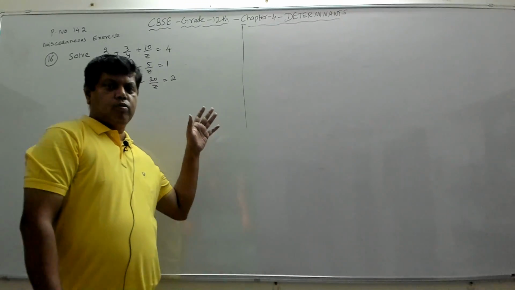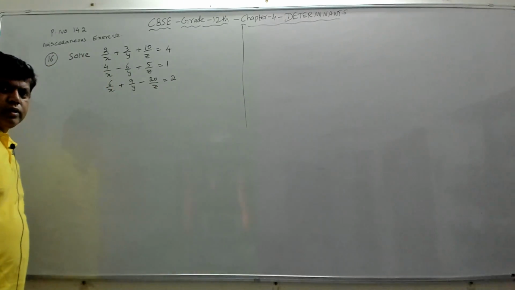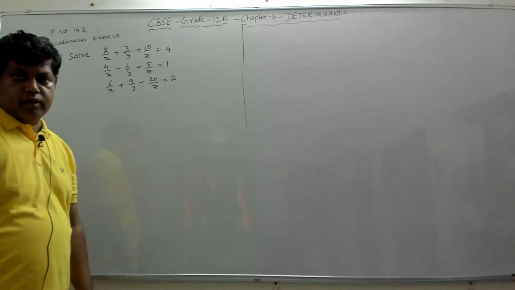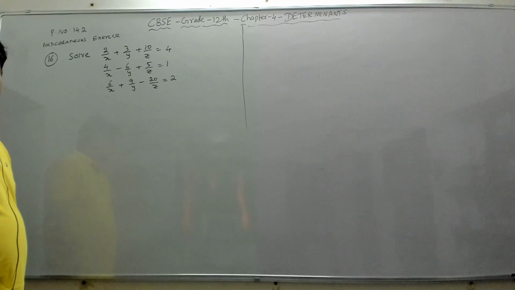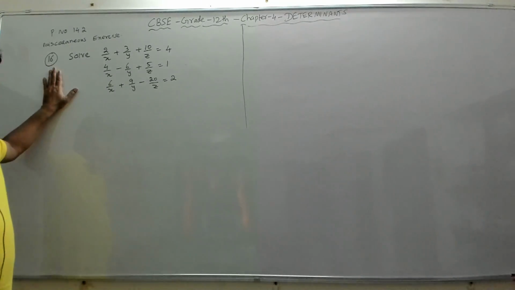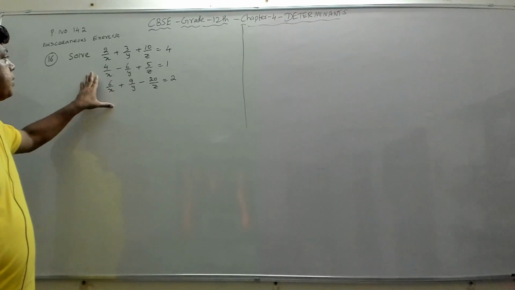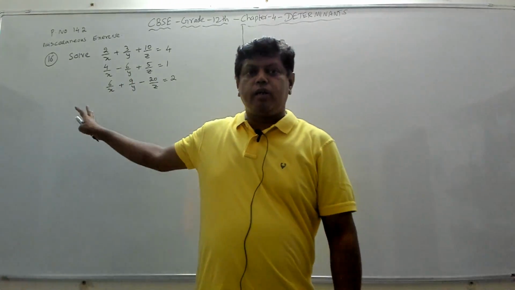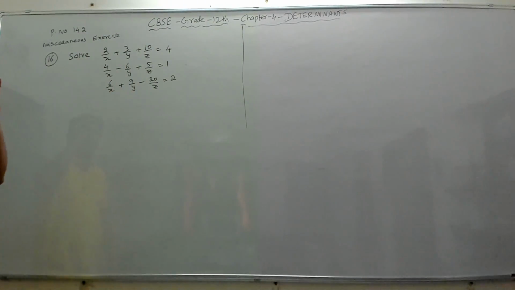In this video, we'll continue with the chapter determinants from your 12th standard CBSE Mathematics. I'll continue with the miscellaneous exercise on page number 142 in your textbook, problem number 16, where we have to solve this equation and find the value of x, y and z. We have to solve this using the matrix method.